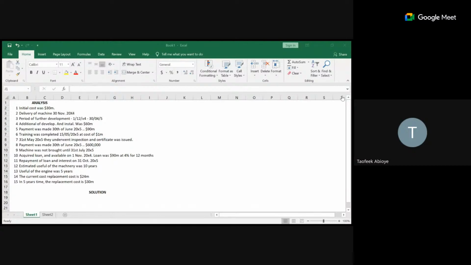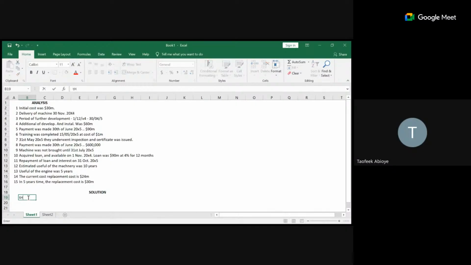Analysis. So we are going to explain, and we explain. Now we have analyzed the question. Now we are going to explain and show how it's going to be reported in our financial statement. So now let's pick it one after the other, and that's how the question comes out.